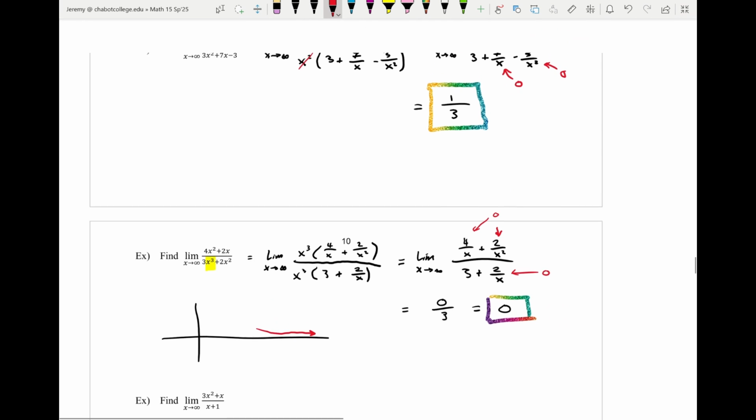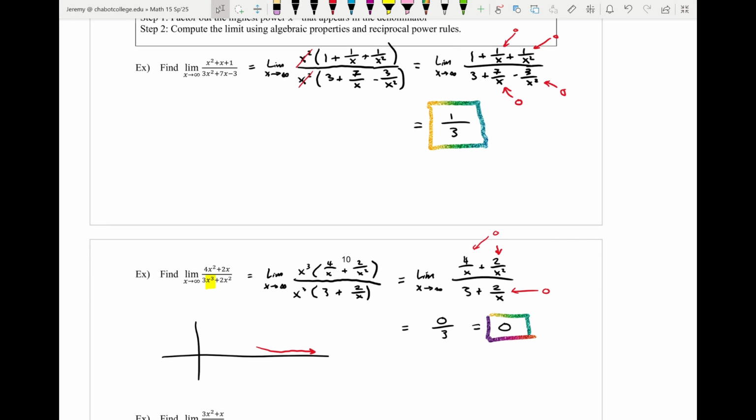Okay, something I want to point out quickly here. Sometimes when I'm grading students' work, I see the limit symbol disappear at a certain point. Students just get tired of writing the limit as x approaches infinity or whatever. That's a problem, because this limit is indicating that there's a certain operation that we have to perform, and we can't drop that limit as x goes to infinity, or limit as x goes to a, whatever a is. We can't drop that until we actually evaluate the limit.